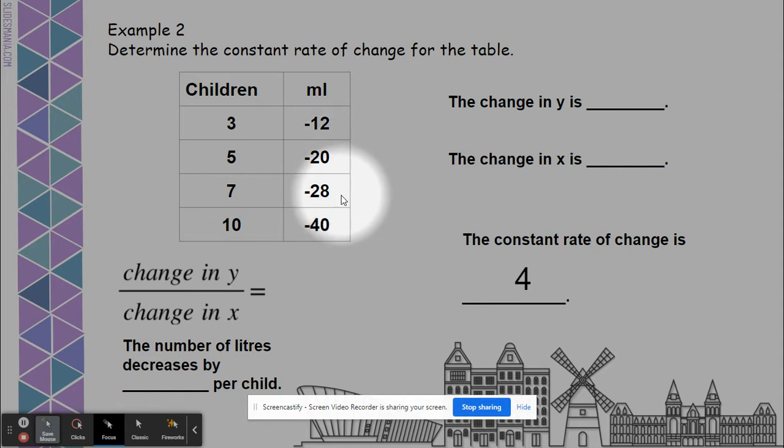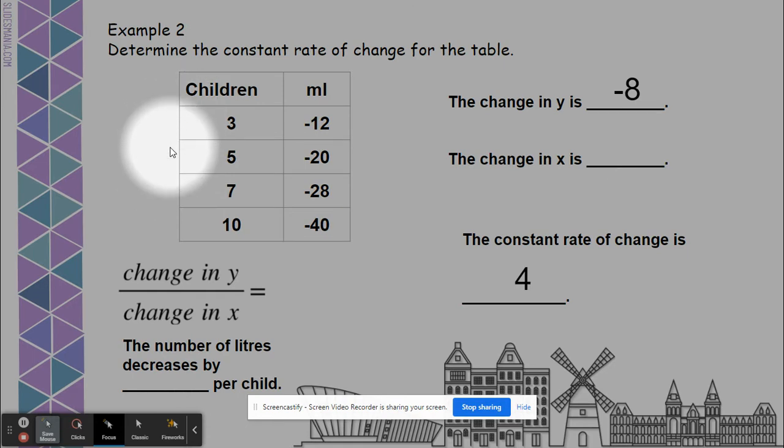How about we subtract negative 20 from negative 28? In other words, we have negative 28 minus negative 20. And when I do that, I get negative 8. All righty. So I think this tells me that my change in y is negative 8.